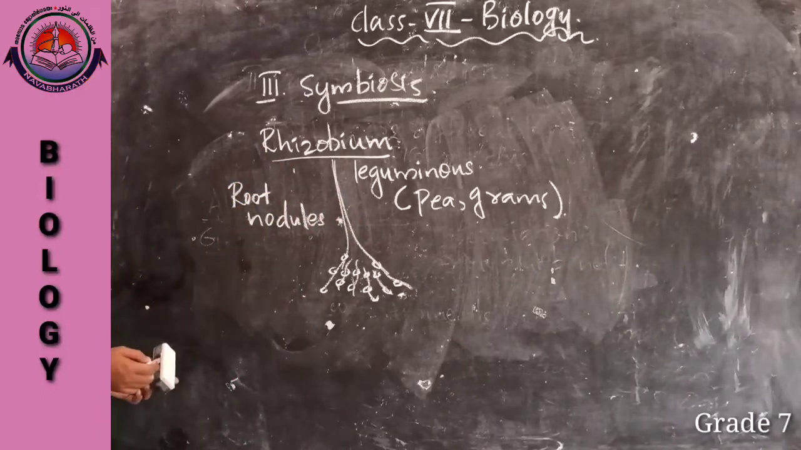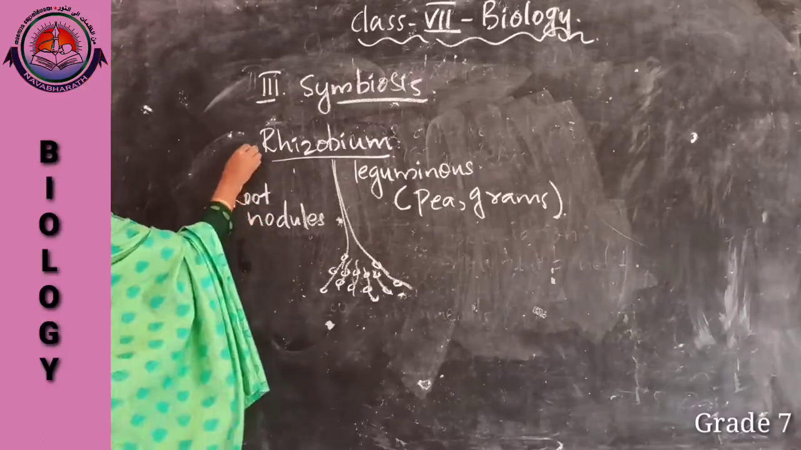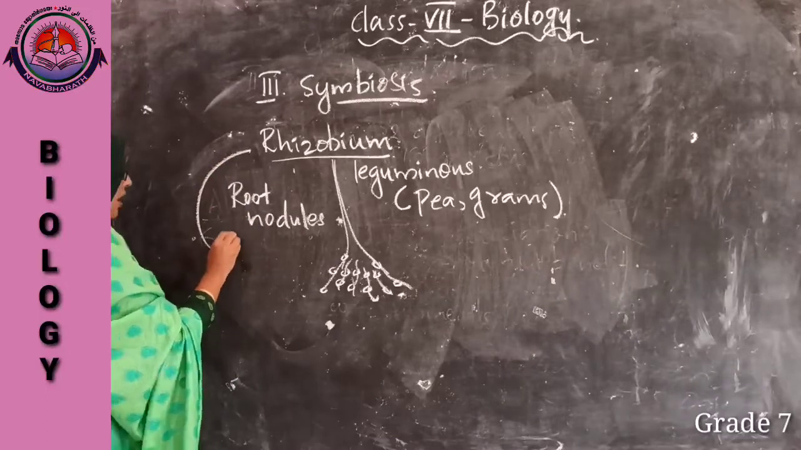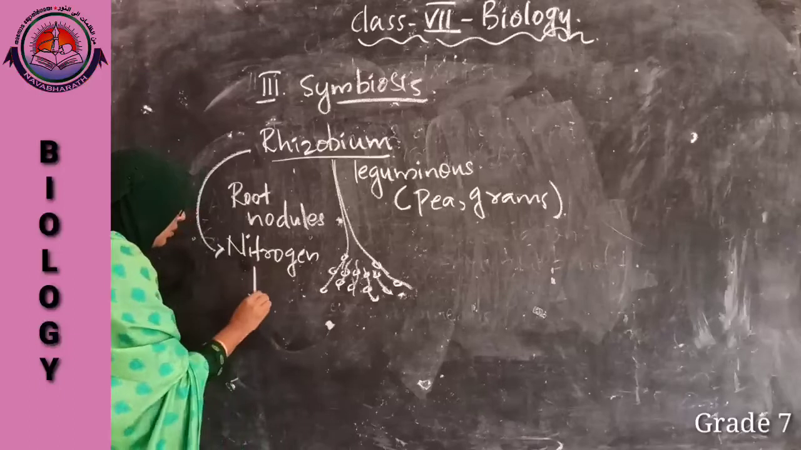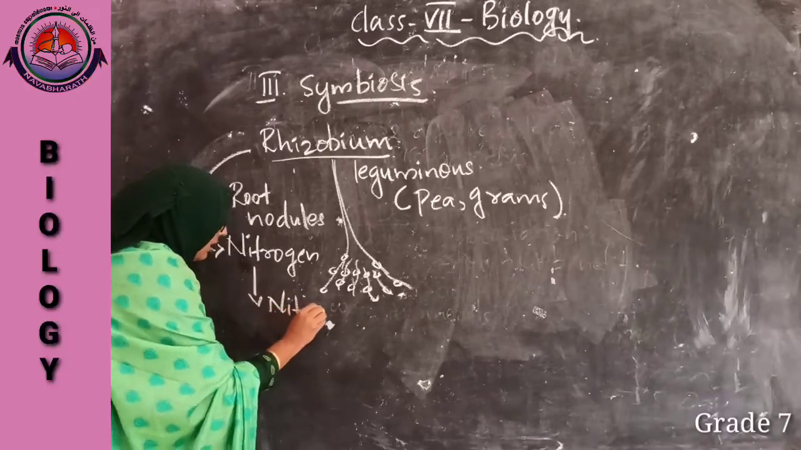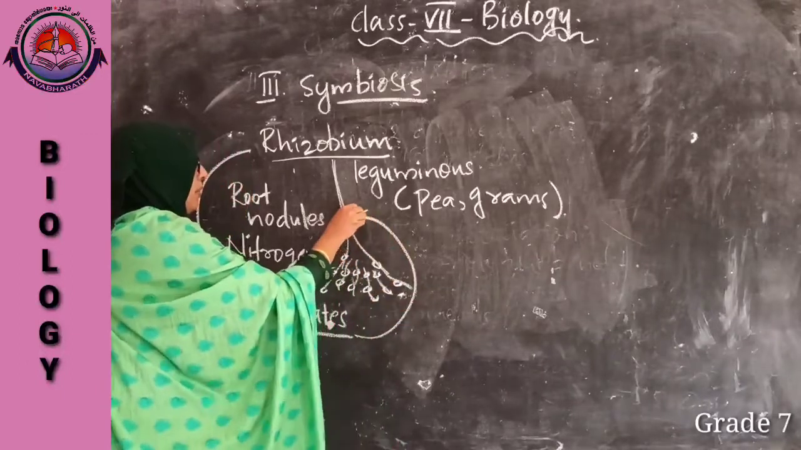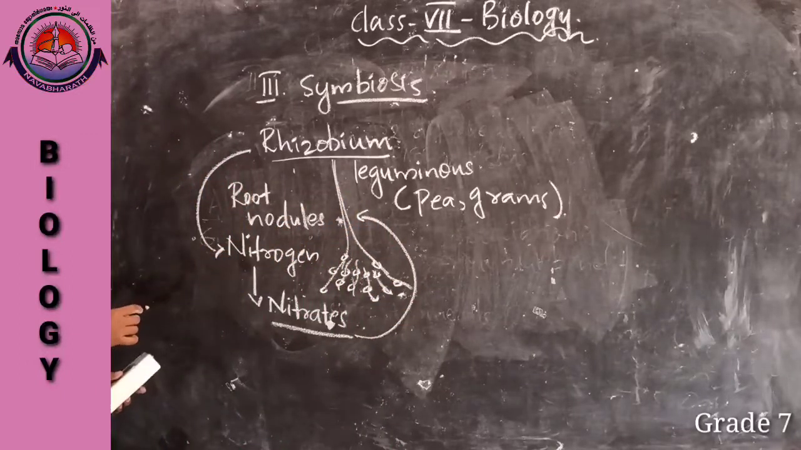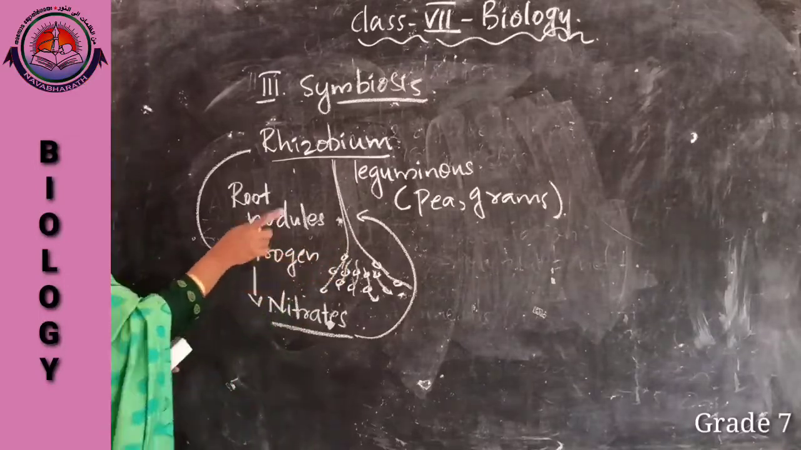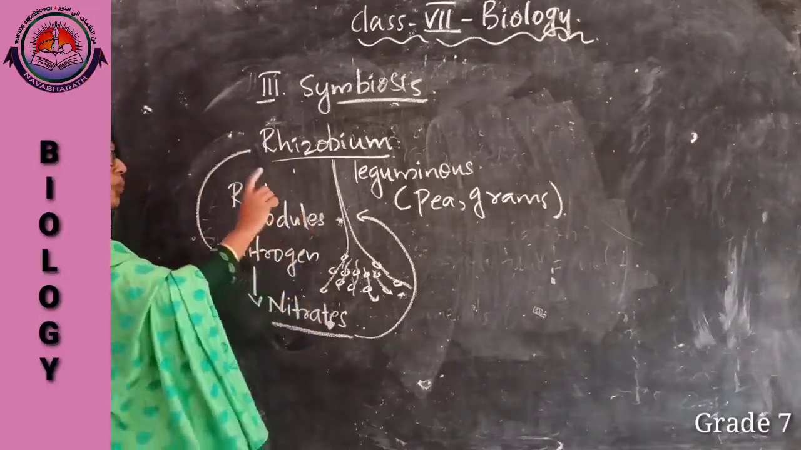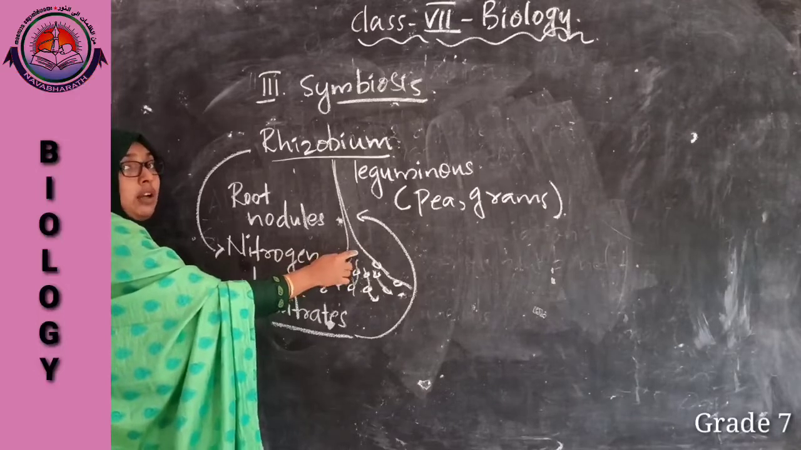So what does the rhizobium bacteria do? Rhizobium bacteria will convert the atmospheric nitrogen to nitrates, isn't it? These nitrates are easily absorbed by the plants, isn't it? Nitrogen in the form of nitrates only a plant can absorb. So this is done by the rhizobium. So this is beneficial for the plant.